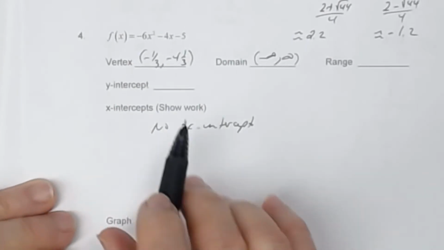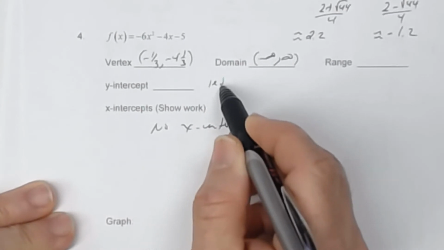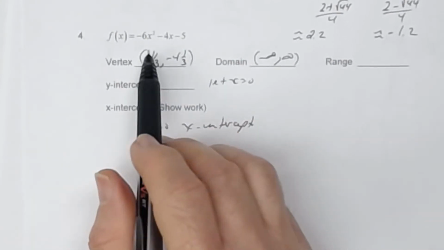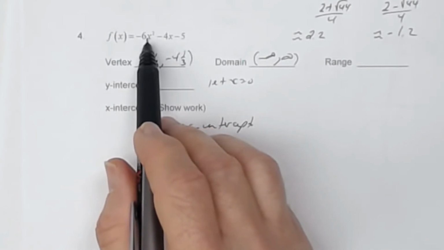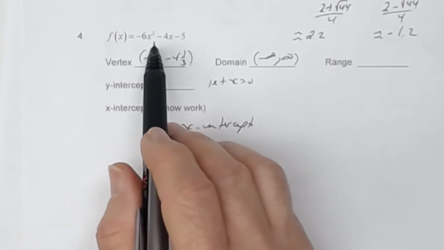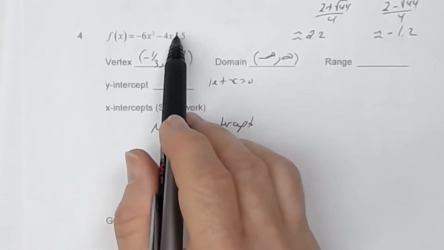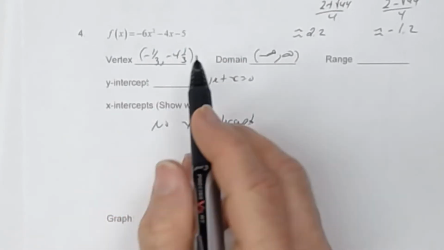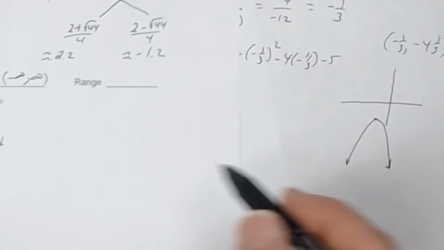Now let's talk about the y-intercept. You're always going to have a y-intercept. Remember, for the y-intercept, you're going to let x equal 0. But remember, if x is 0, then that term becomes 0 because 0 squared is 0. 0 times negative 6 is 0. Negative 4 times 0 is 0. And so your y-intercept is negative 5. So that's 0, negative 5. All right, so that's going to go here.